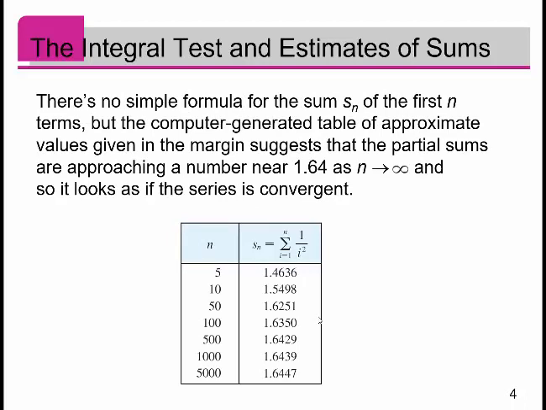All right, so there's no simple formula for the sum s sub n of the first n terms, so you can't find the partial sums. But the computer generated table below of the approximate values given in the margin suggests that the partial sums are approaching a number near 1.64 as n goes to infinity. So this is what the n partial sums are. So like this s sub n here are the first 5 sums, then the first 10 sums, 50 and so on. And so what we see here is it looks like this series is convergent to something.